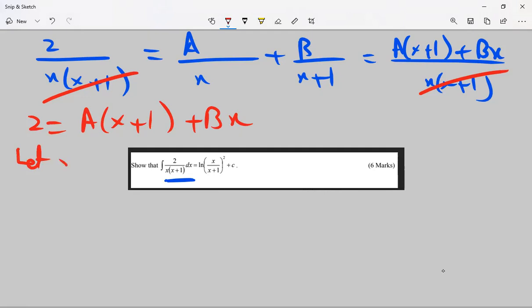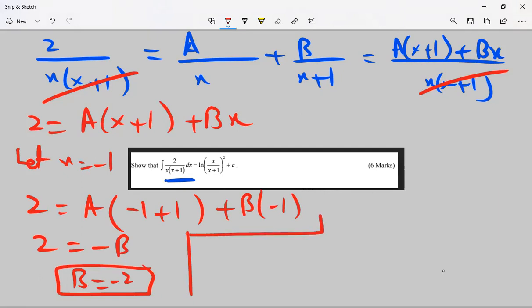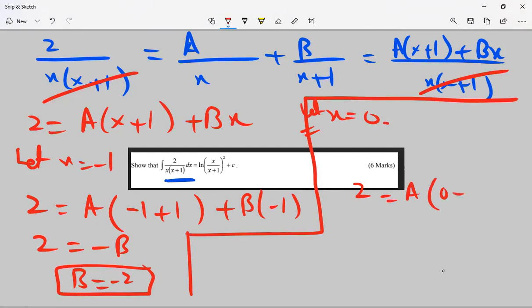Let's suppose x is equal to minus 1, for getting the value of b. Minus 1 plus 1 will be 0. So 2 is equal to minus b, and b value is minus 2. Similarly, x is equal to 0. It will be 2 is equal to a of (0 plus 1). b into 0 will be 0. A is equal to 2 will be the final one.